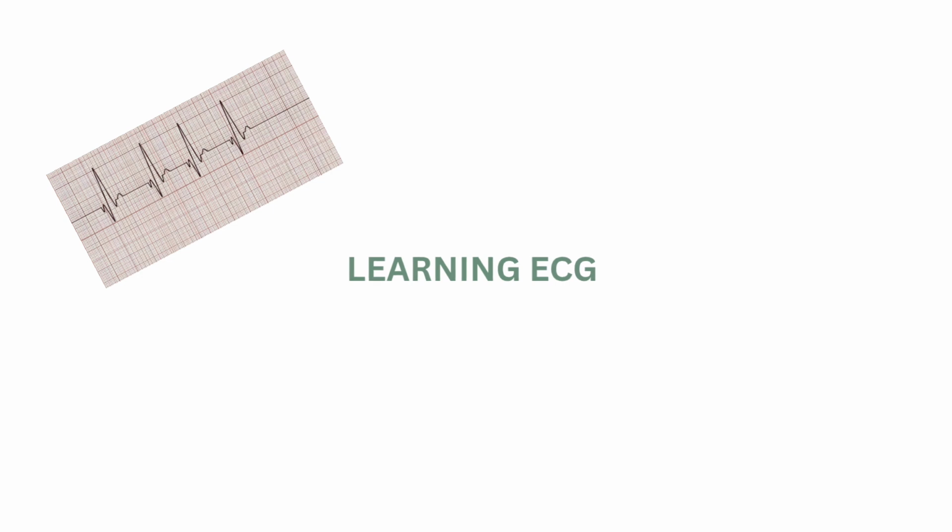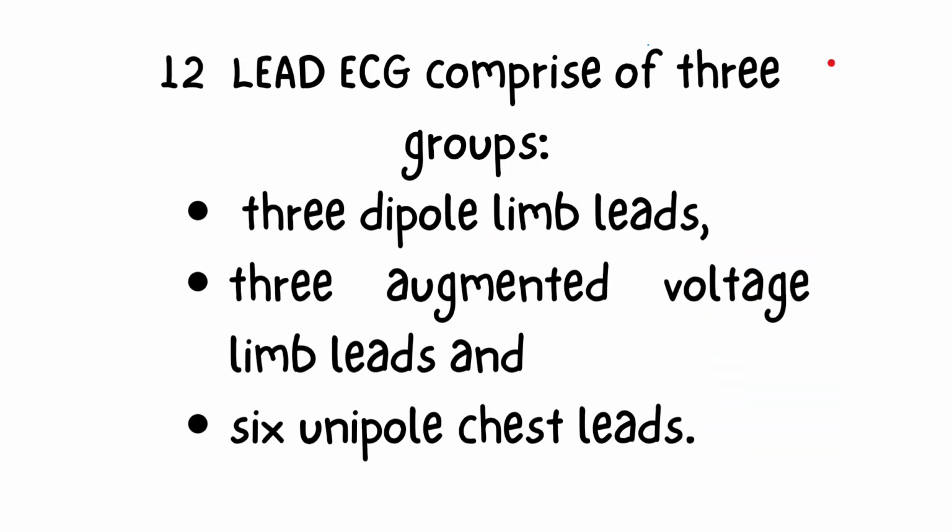Learning ECG. A 12-lead ECG comprises 3 groups: 3 dipole limb leads, 3 augmented voltage limb leads, and 6 unipolar chest leads.